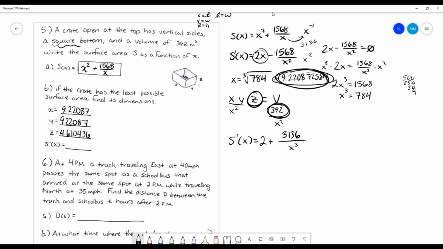And if I go ahead and plug that x value into it, then my second derivative, oops, not of x, but of our cube root of 784 equals 2 plus this over, well, the cube root of 784 cubed, it's just going to be 784. And that's probably going to be 4 times, I think. Yeah. So this is equal to 4, so it's equal to 2 plus 4 equals 6.